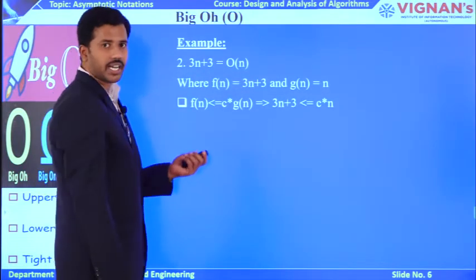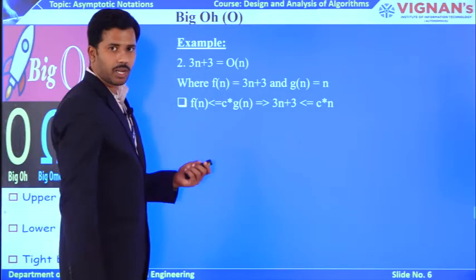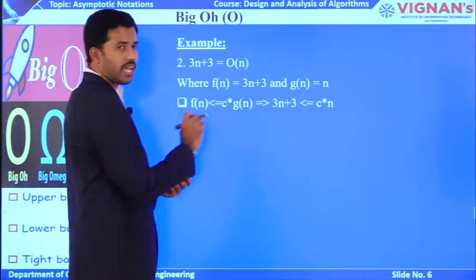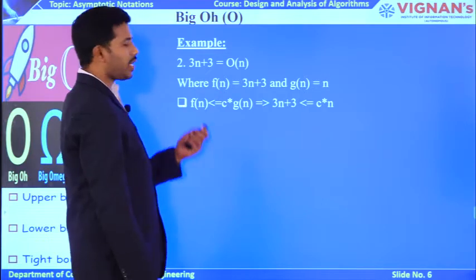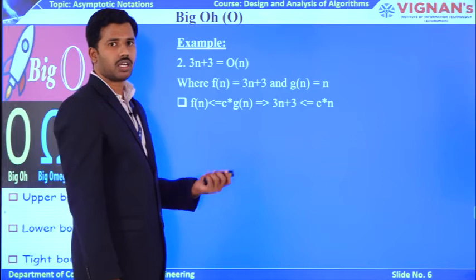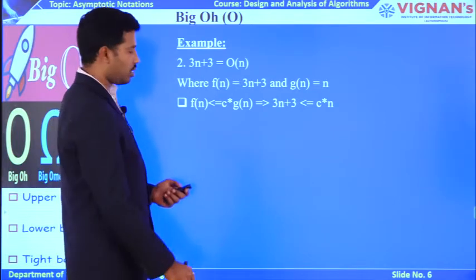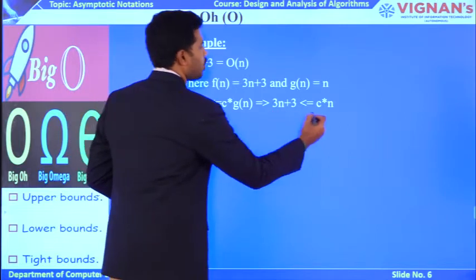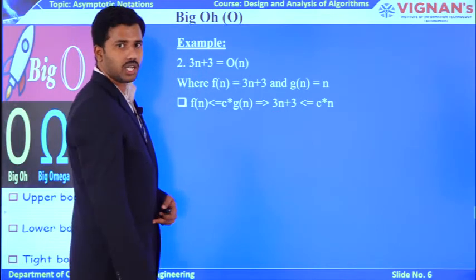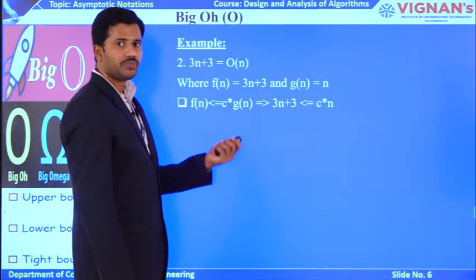Now, let us observe the second example. In the second example, the given f of n value is 3n plus 3 and g of n value is only n. Now, try to substitute f of n value as well as g of n in the relation of big O, f of n less than or equal to c into g of n. So, after substituting, your equation becomes 3n plus 3 less than or equal to c into n.